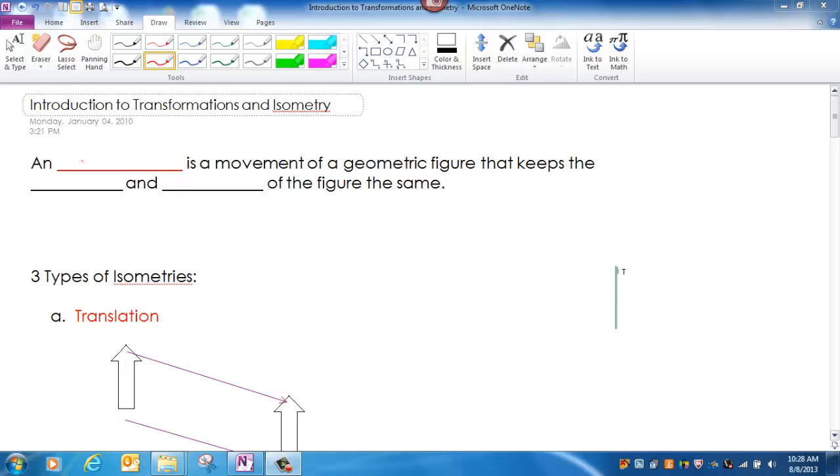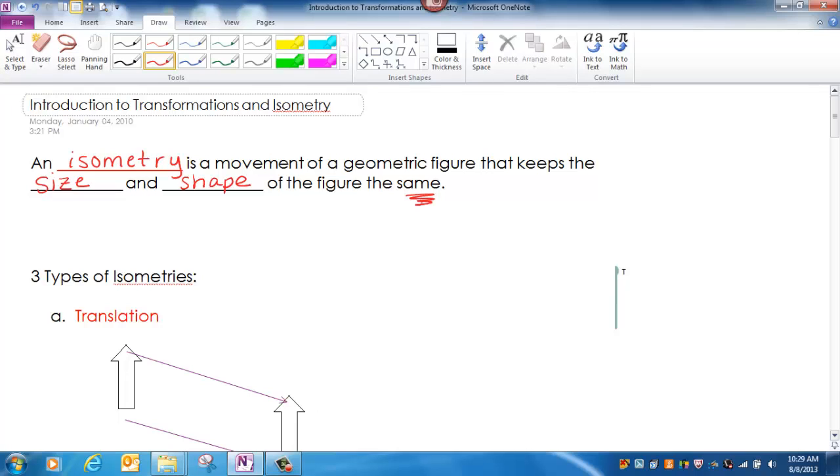First one, an isometry is a movement of a geometric figure. So you're going to take a shape, figure, and move it. And when we move it, we're still going to keep the size, so the size is going to stay the same. That keeps the size and shape of the figure the same. Not changing the size or the shape, we're just going to move it.